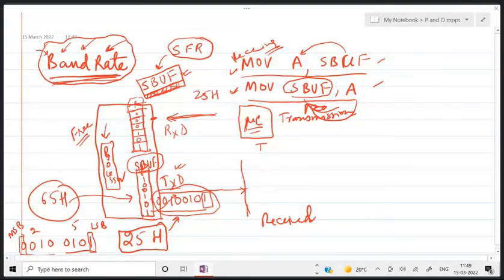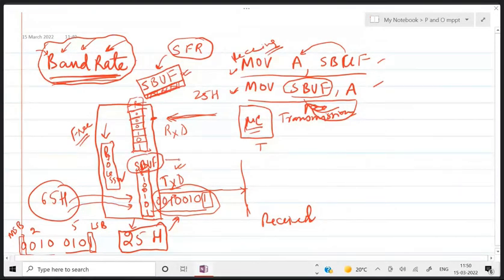to transmit it. But the problem here is that it may be possible that the data which is being transmitted, which is 25H, has not been transferred completely yet. And if you write down this 65H again on SBUF, it might happen that you are overwriting on the SBUF register, and you are actually causing error.